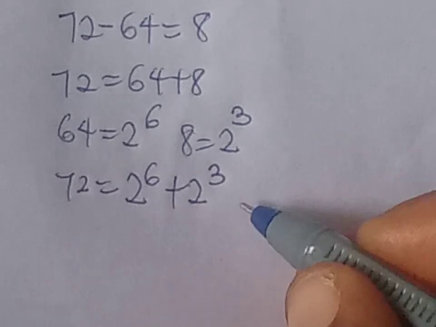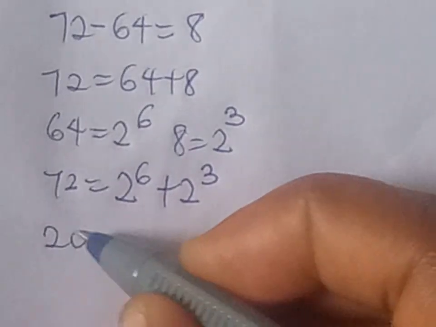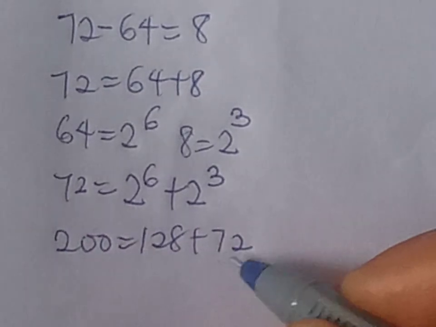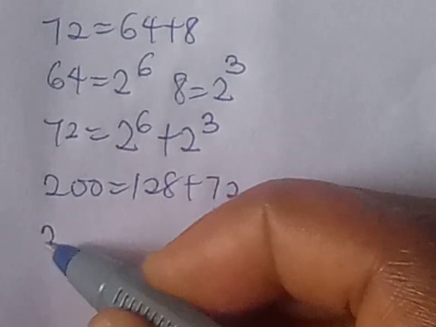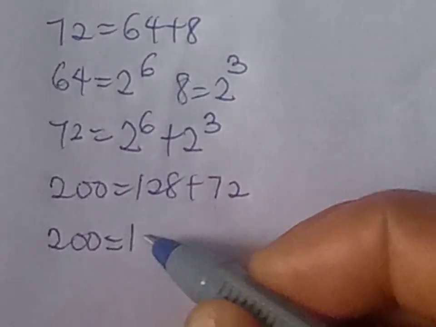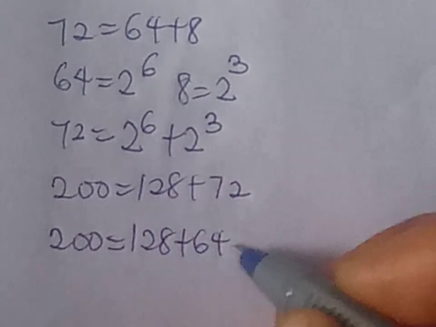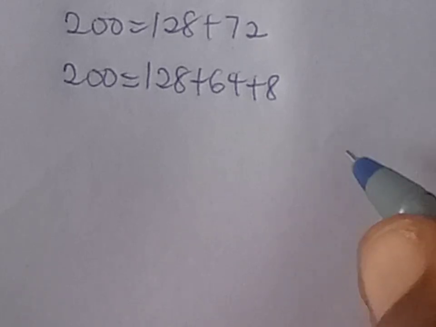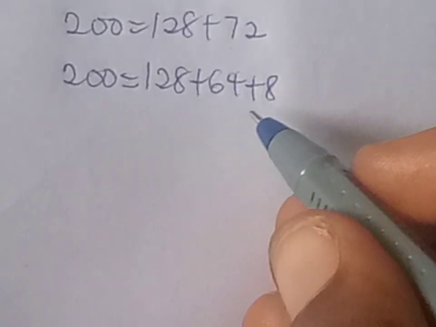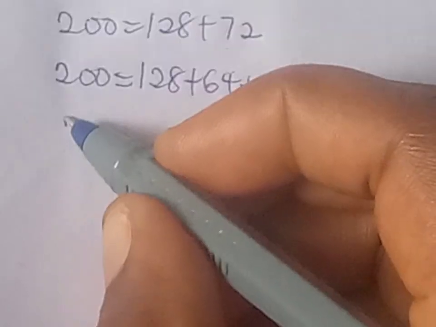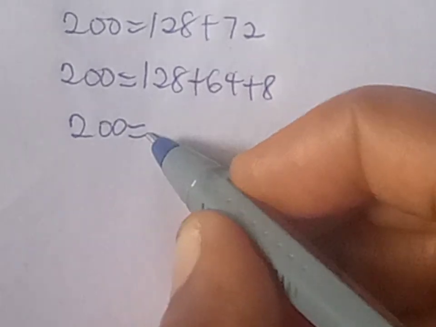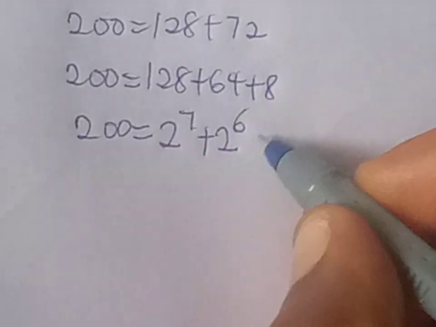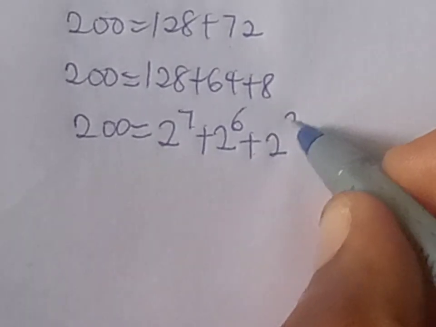Now let's put everything together. Earlier we found 200 equals 128 plus 72. Now let's replace the 72, which will give us 200 equals 128 plus 64 plus 8. Finally, let's replace each number with its power of 2, which will give us 200 equals 2 raised to the power of 7 plus 2 raised to the power of 6 plus 2 raised to the power of 3.